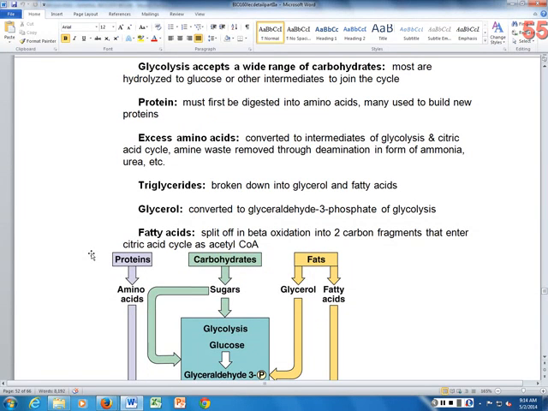Most of the time it's going to come in somewhere between glucose and glyceraldehyde 3-phosphate. So if you eat fructose, it's going to come in here. If you eat lactose, you're going to break that down into your galactose and glucose. So all the different things that you will eat will get broken down and enter into this cycle.